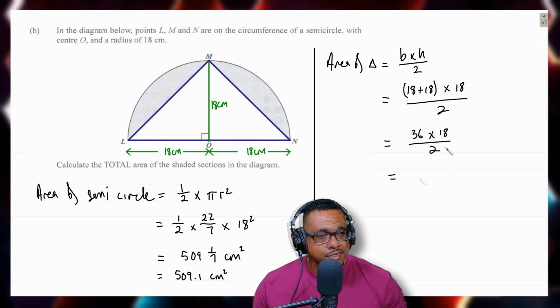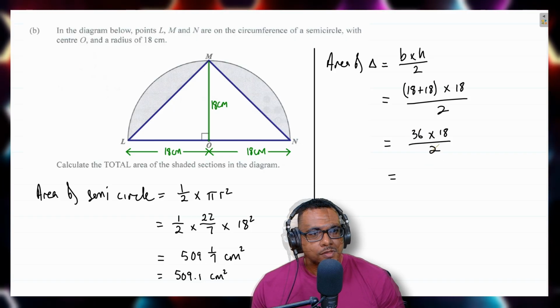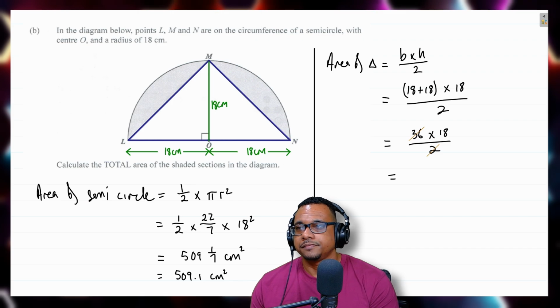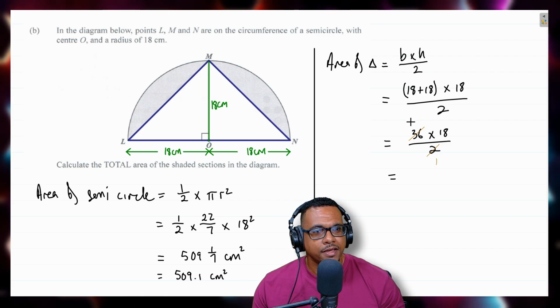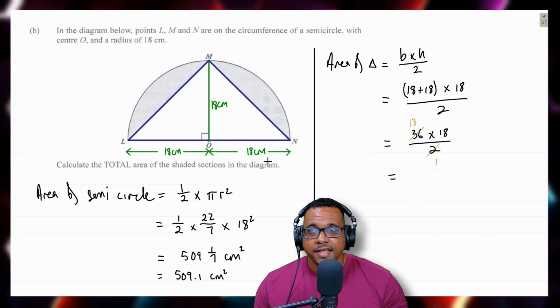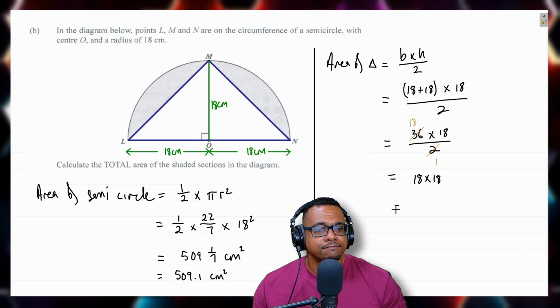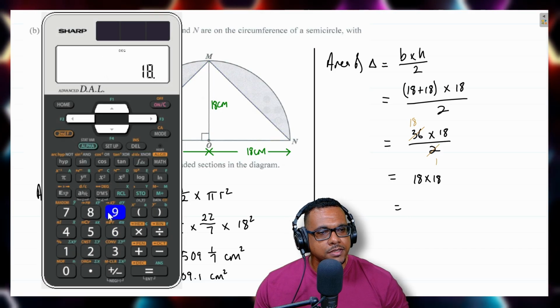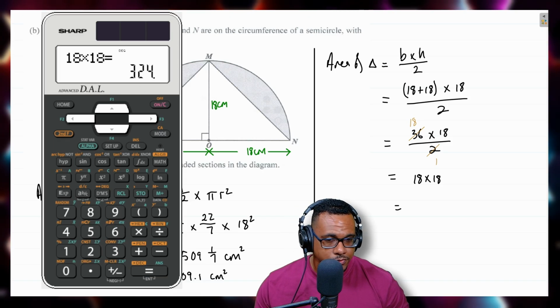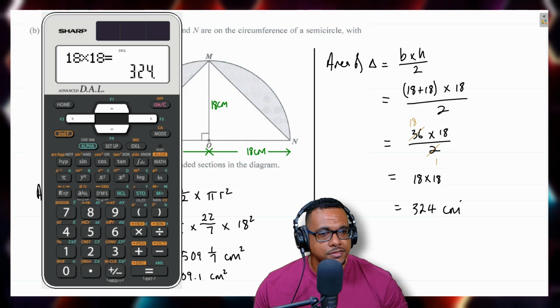And you could do this on the calculator, but you can cancel the 2 with the 36 and get 18. Canceling 2 with 36, I'll get 1 here, and here I'll get 18. So what I'll end up with is just 18 times 18, which is 18 squared. So 18 times 18 is equal to 324. So we have 324 centimeters squared.